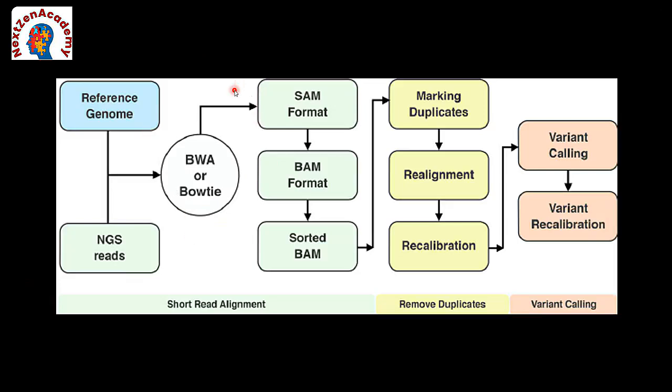Once that alignment is done, we'll get the data in a SAM format. The SAM data can be converted into BAM format, and then we need to sort the BAM file. Once that is done, we need to mark the duplicates and do the realignment. Once realignment is all done, we need to do a recalibration if the base quality score is low. Once all this, removing the duplicates and marking everything, has been done, we need to call the variants, and we need to do a variant recalibration.